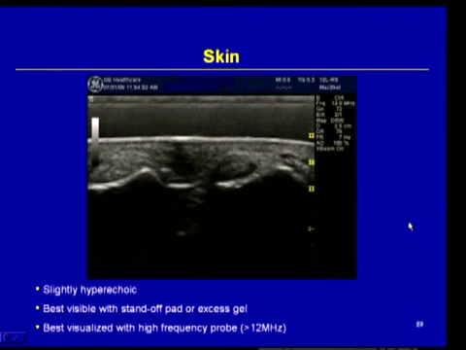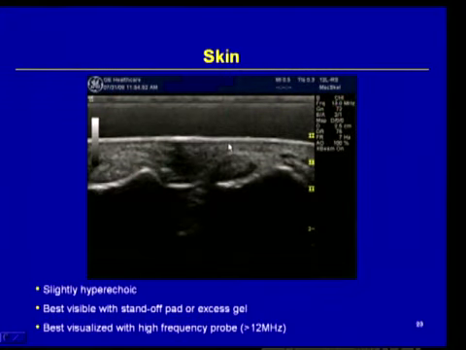You also want to use a high-frequency probe when visualizing the skin. The Logic E has a system where you can go anywhere from 8 all the way up to 13 megahertz. So the higher the frequency, the better view that you get for superficial structures. So you at least want to have equipment that is at least 12 megahertz that allows you to visualize the skin. So again, slightly hyperechoic, best visualized using excess gel, and best visualized using a high-frequency probe.